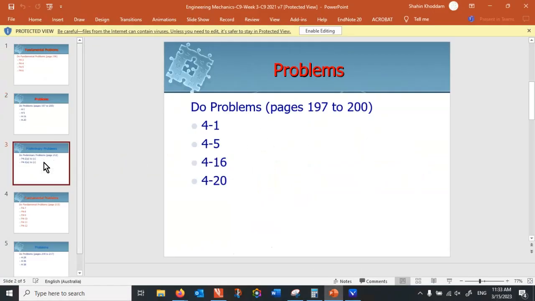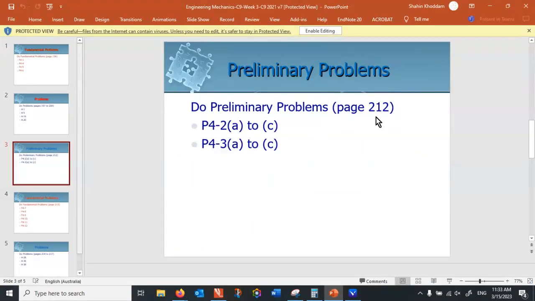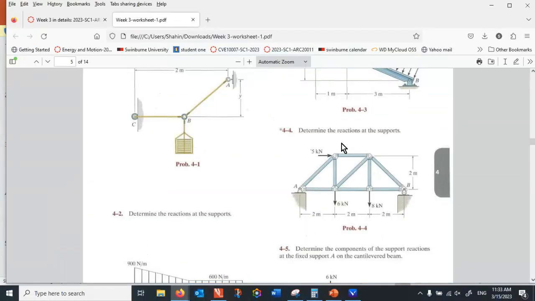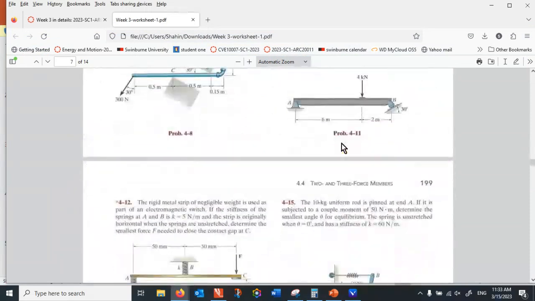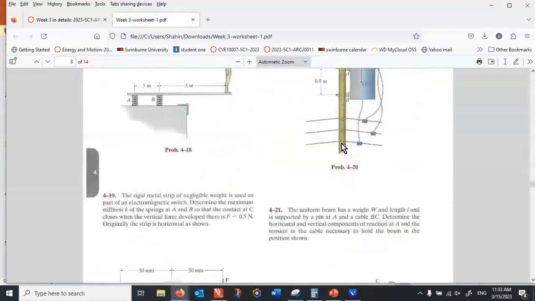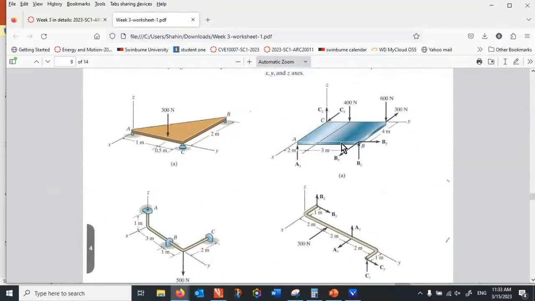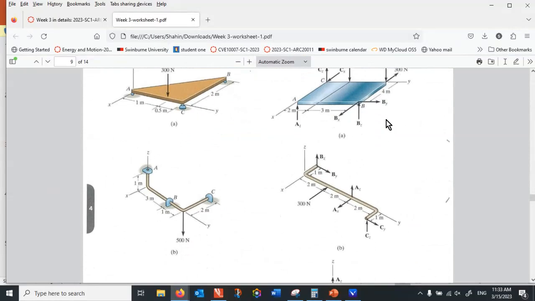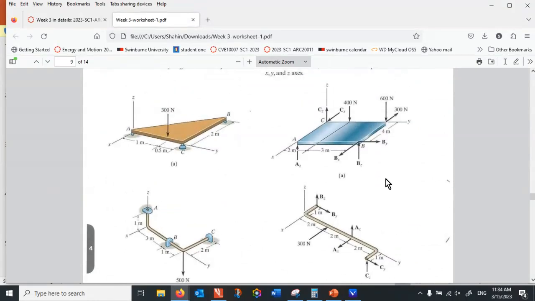Otherwise, we can complete today's. Page 212. All right, so these are 3-dimensional problems. With 3 dimensions, we apply the same conditions, but a scalar condition could become a vector condition. Let's do one of them.